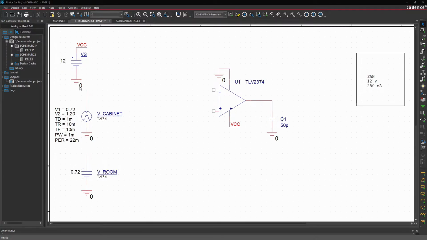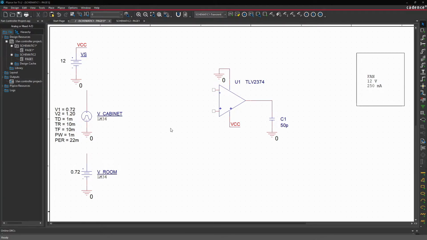I also have a 12-volt supply that's going to be used to drive my fan, which requires 12 volts and draws 250 milliamps of current. And I'm using the TLV2374 op amp. This 50 picofarad capacitor is just here as a dummy load.